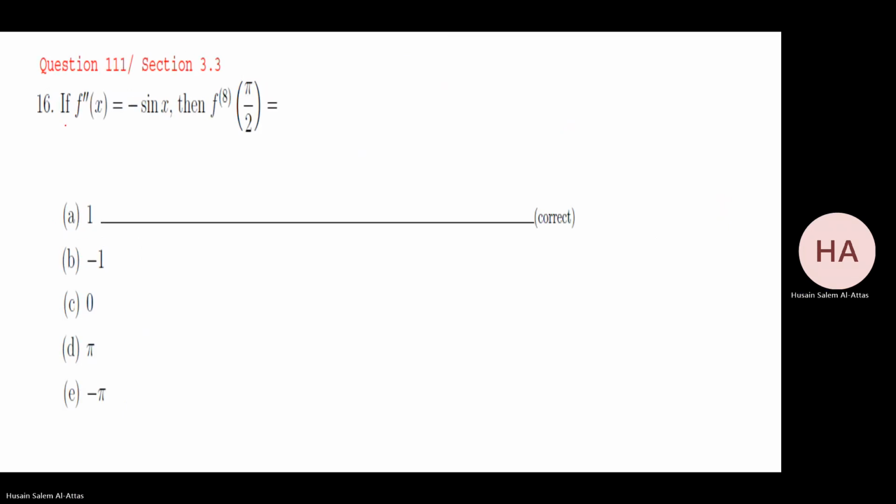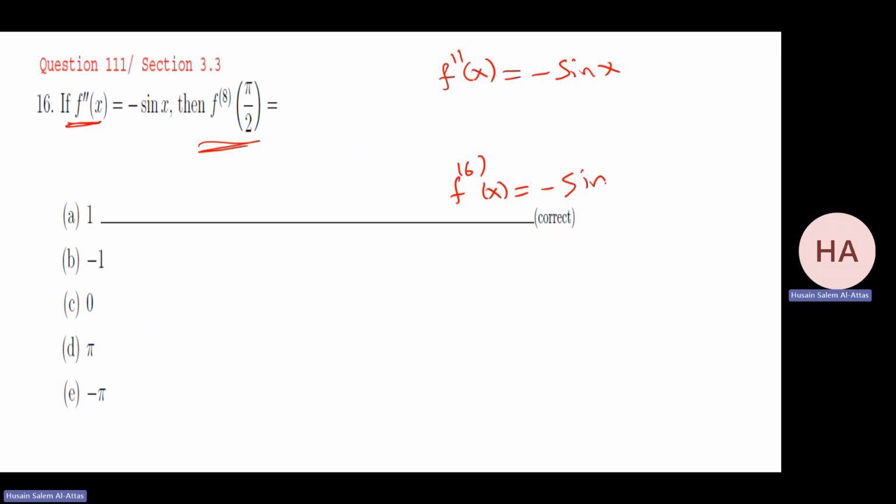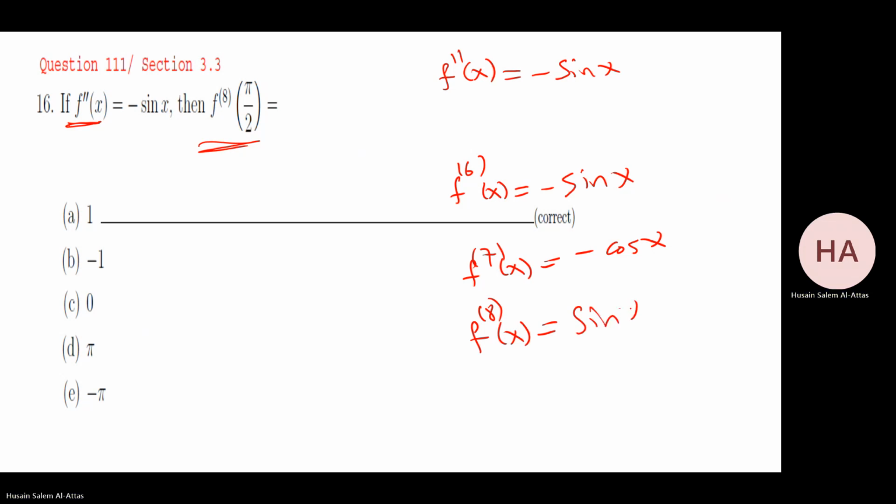The last two. And then f double prime, so the 8th derivative. I know that f double prime is minus sin x. We added 4, so the 6th derivative is also minus sin x. Okay, I can find the 7th, which is minus cosine, and the 8th, which is sin. So the 8th derivative at pi over 2 becomes 1. That is the whole idea here.